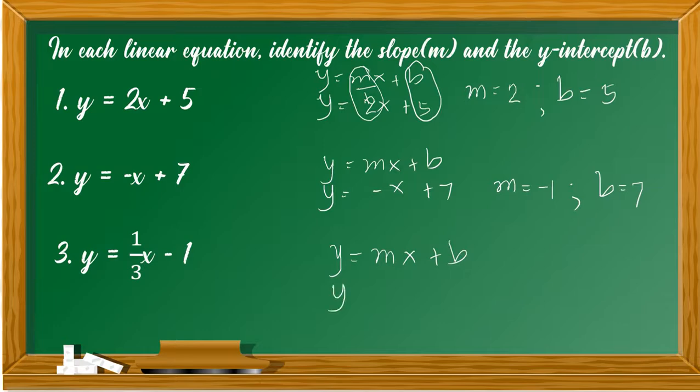For number 3, the given equation is y equals 1/3 of x minus 1. What is our slope? Very good, it's 1/3. What about the y-intercept? Perfect, it's negative 1.